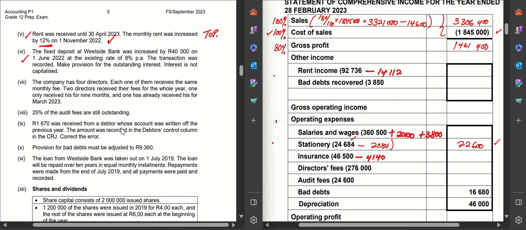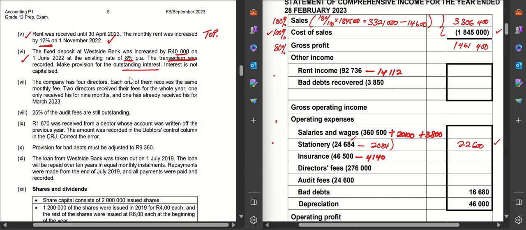Let's go to the next adjustment, which is number 5. And it reads, the fixed deposit at Westside Bank was increased by 40,000 on the 1st of June at the existing rate of 8% per annum. The transaction was recorded. Very important that the transaction was recorded. Make provision for the outstanding interest.